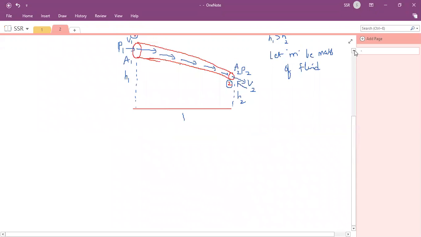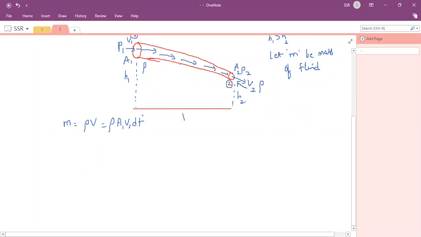So for that we need to calculate one by one. Let the density of the fluid be rho. Because it is incompressible, the density will be the same here and here. So rho will be the same. Then the mass of the fluid in a dt interval of time, m, is equal to density into volume. Volume at point 1 is area of cross section into v1 dt.